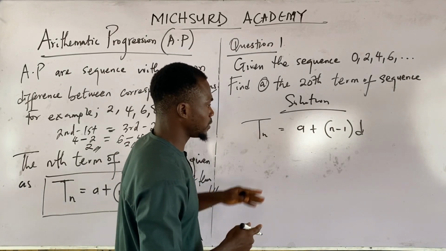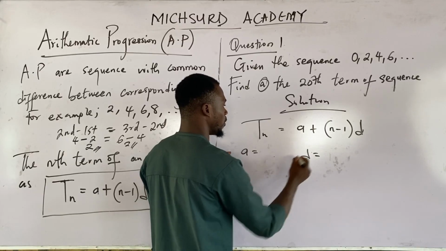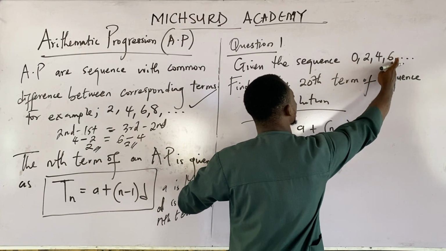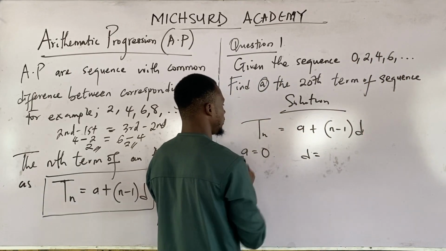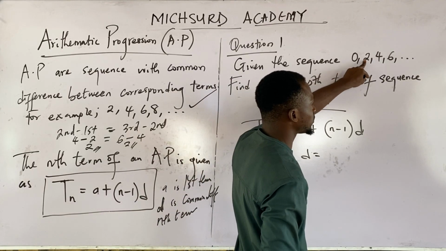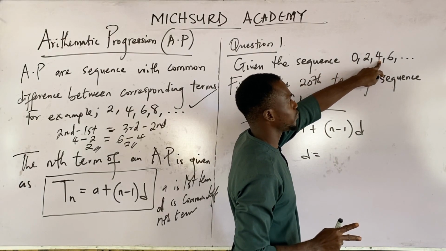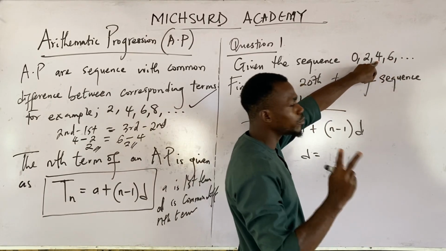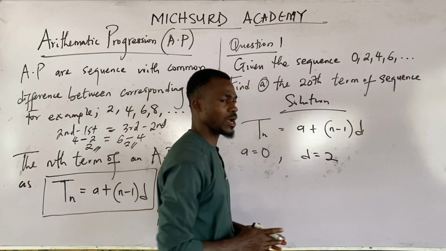So we are going to locate the first term. Remember, A represents the first term and D represents the common difference. From the sequence here, we can see that this is an AP and the first term here is 0. So our A is 0. Now for the common difference, we subtract the second term minus the first term, 2 minus 0 is 2. We also do that, 4 minus 2 will give us 2. We also check for this, 6 minus 4 will also give us 2. So the common difference here is 2.